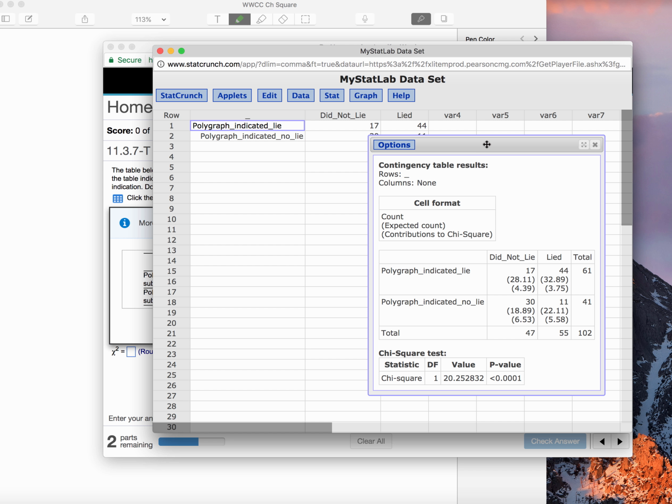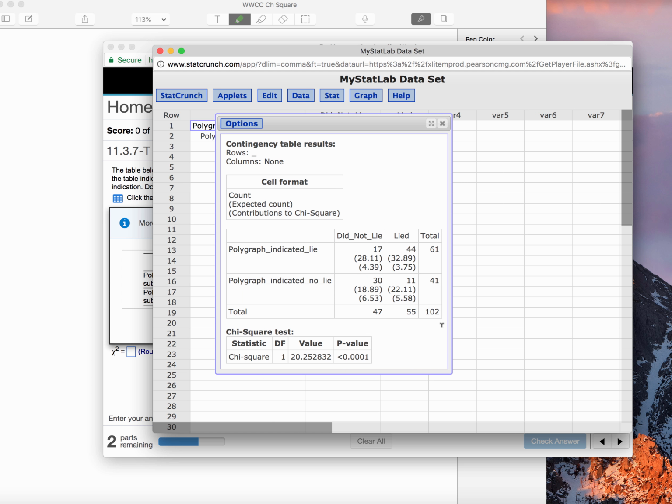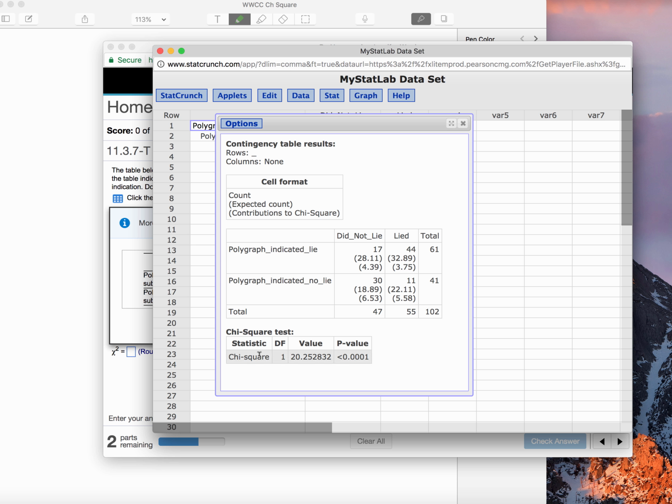All right, so let's take a look at this output here. Now let's go straight to the bottom, and this is our chi-square test. So we computed a chi-square test statistic. There's 1 degree of freedom.